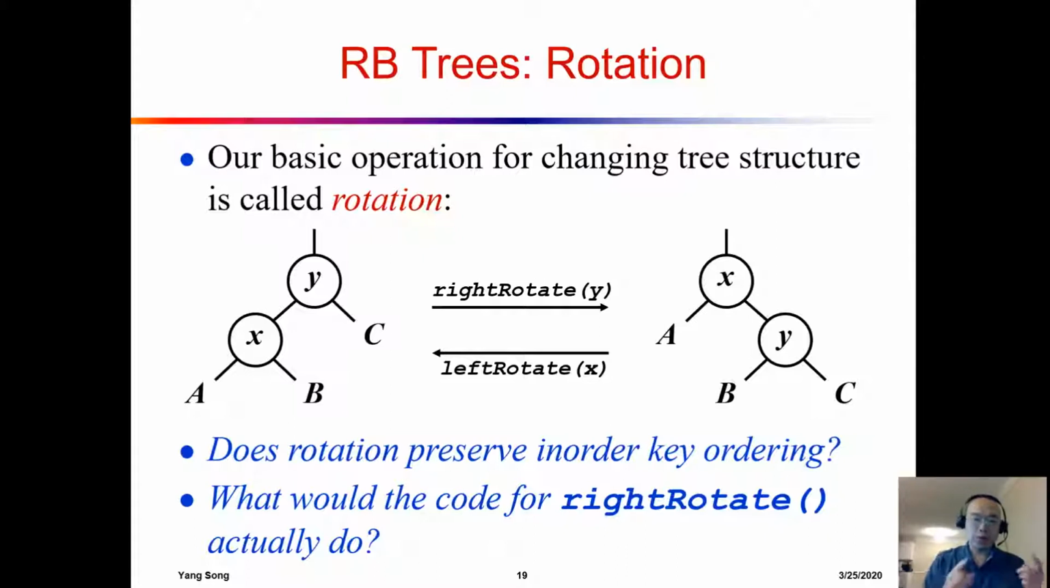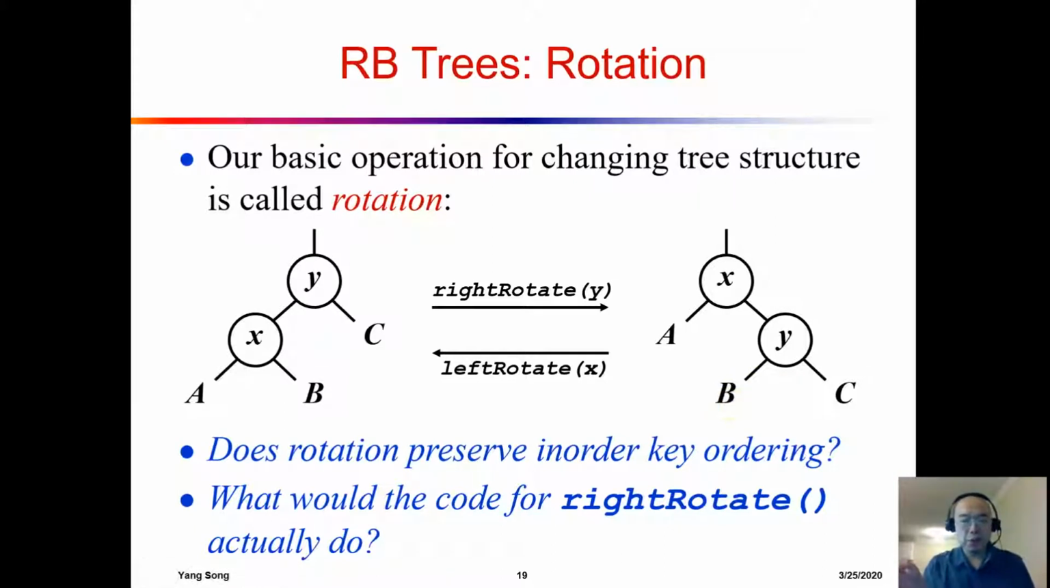Okay, so if we want to do a right rotation, what we are going to do is for the x here, we are going to make x the root of the subtree. And then for the y, it will be the x right child. And then for the subtree b, it used to be the right subtree of x. Now it will be the left subtree of y. So this is a right rotate.